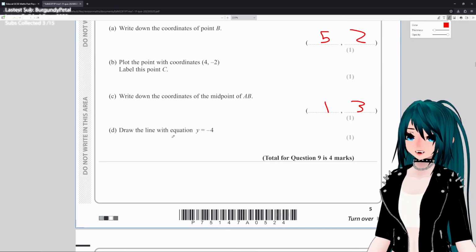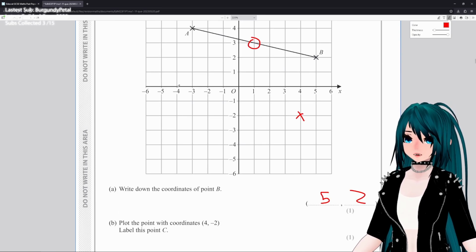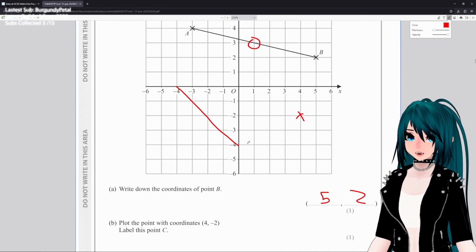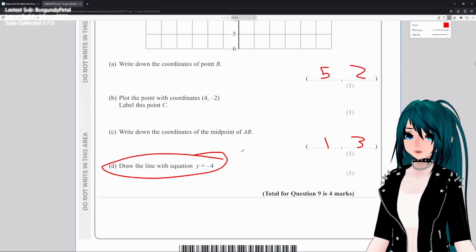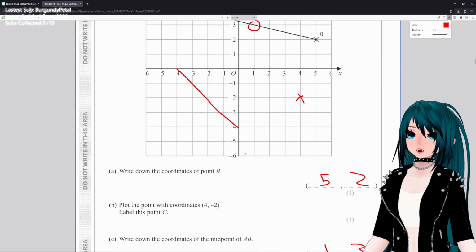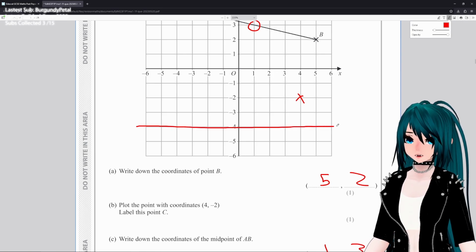Okay, draw a line with the equation y equals -4. Would it be just this? I don't know, dude. This is the first one I'm actually 100% stumped on. No, wait. Wouldn't it just be like a straight line across at -4?